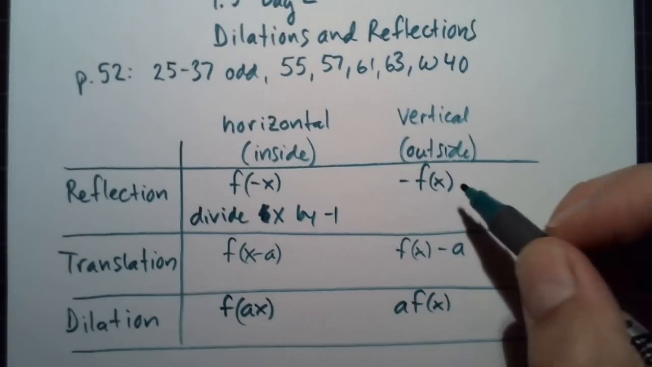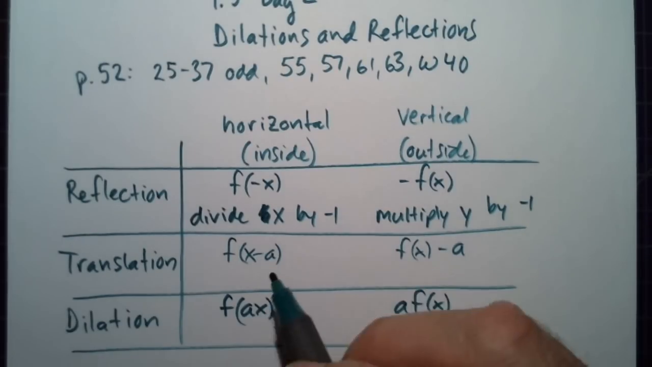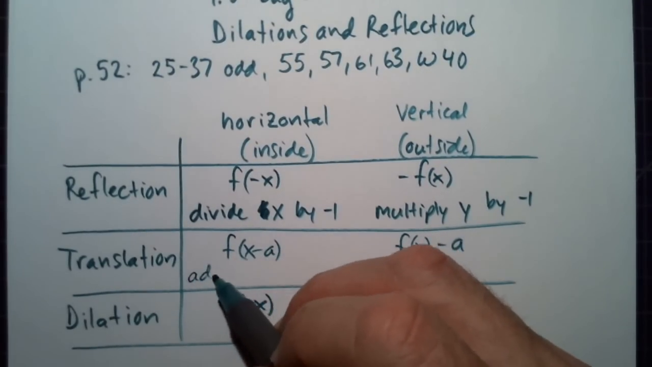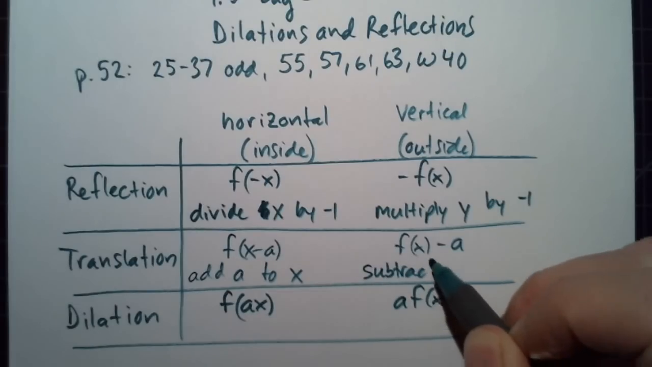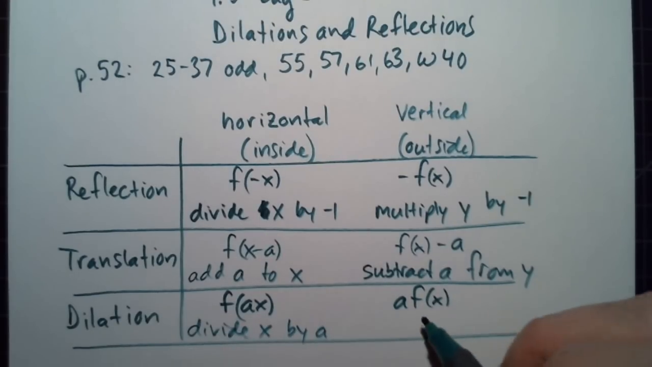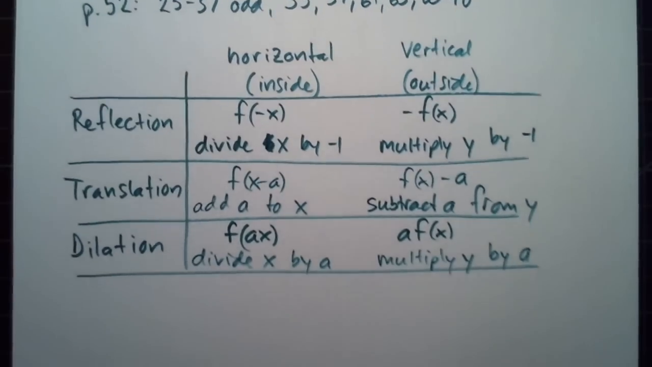x by -1. Over here, we'll say multiply y by -1. And here we have to do the inverse of this, so we're going to add a to x, and here we're going to not do the inverse, subtract a from y. Here it's inside, it's horizontal, and we do the inverse. So we're going to divide x by a, and here we have multiply y by a. And then we'll make sure that we do the multiplication and division before the addition and subtraction. And we can use the same table that we used in the previous lesson.